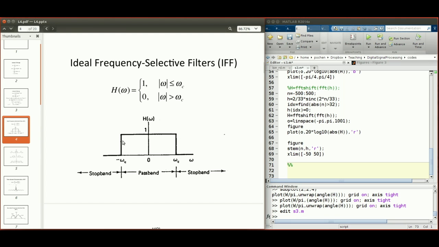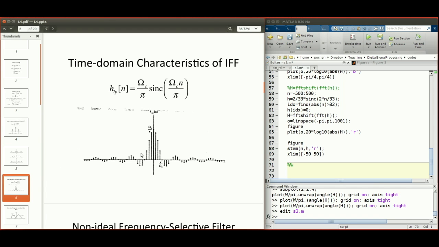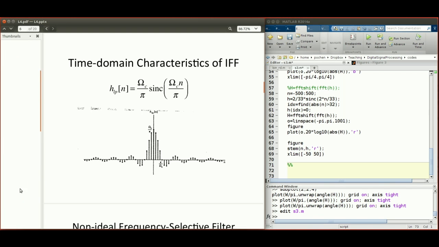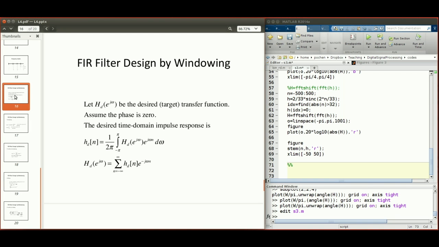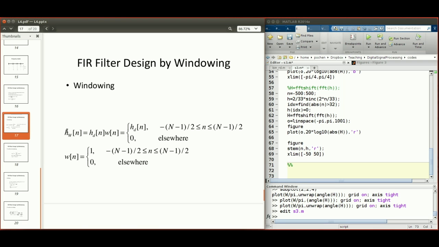This is in the frequency domain, and in the time domain it's a sinc function. The impulse response of that boxcar is a sinc function. So big HD, our target, is going to be that boxcar, and small HD, the time domain representation of that target filter, is going to be the sinc function. We have picked our target.